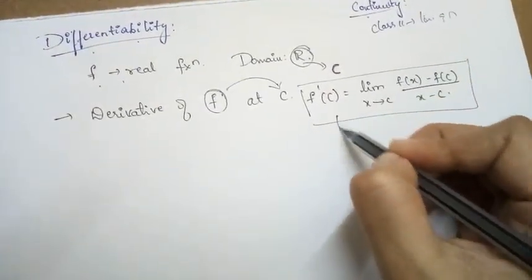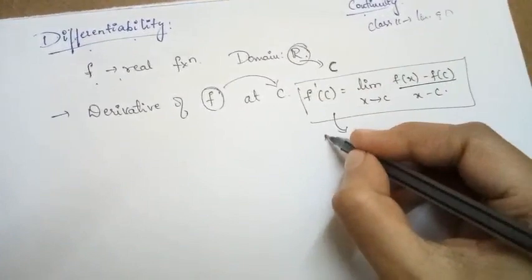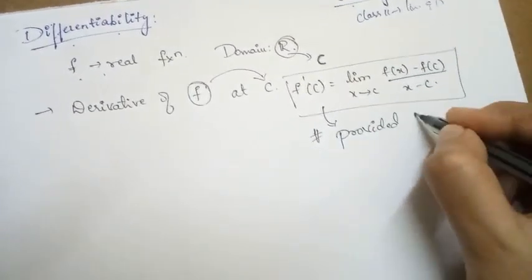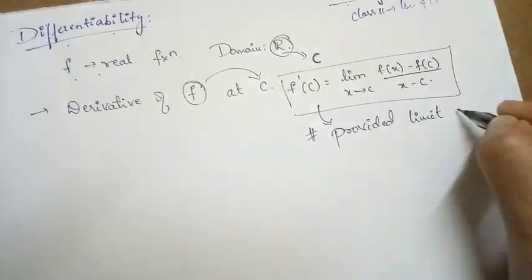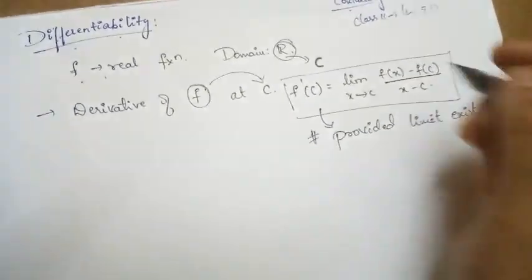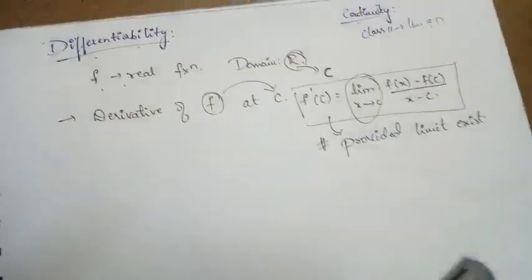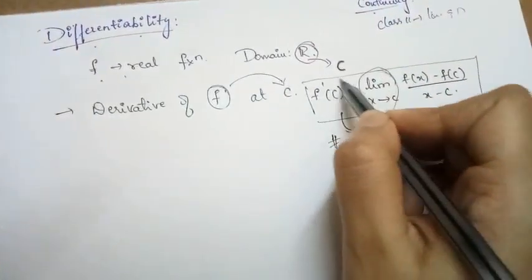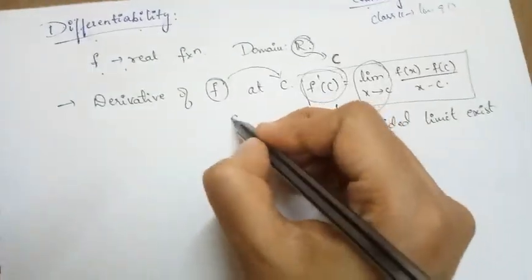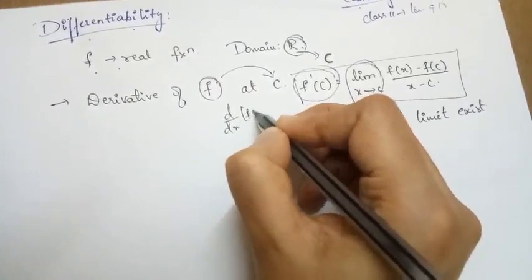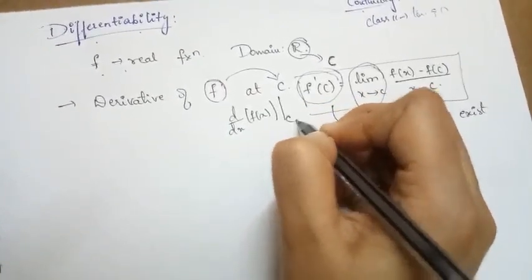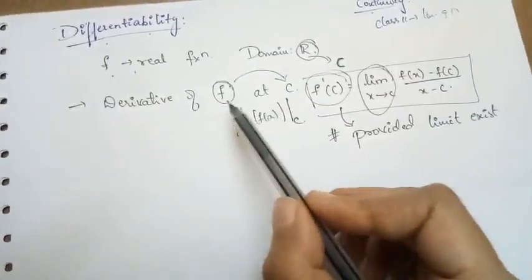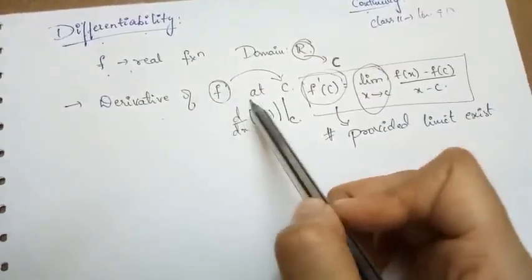There is also a clause: provided the limit exists. Which limit? This limit. The derivative of a function is denoted by f dash of C, or d by dx of f of x at the point C. Like this it is denoted. So this is the basic definition of the differentiation or derivative of a function f at C.